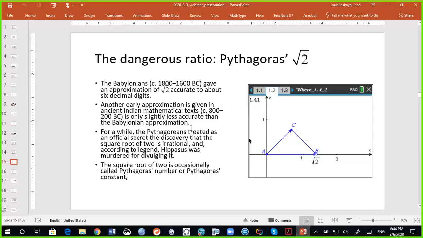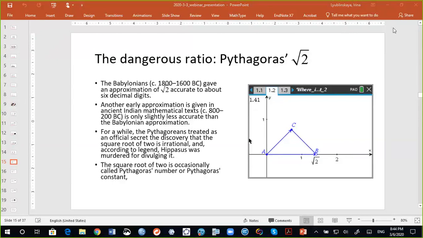Great. So we are continuing with Pythagoras' square root of 2. A little bit of history. You already heard that Babylonians made a lot of contributions to mathematics and to special numbers, and that also relates to square root of 2. More than 4,000 years ago, they gave the first approximation of square root of 2 to about 6 decimal digits. And we're going to look at the activity related to the approximation.